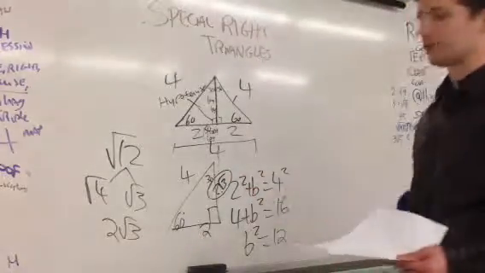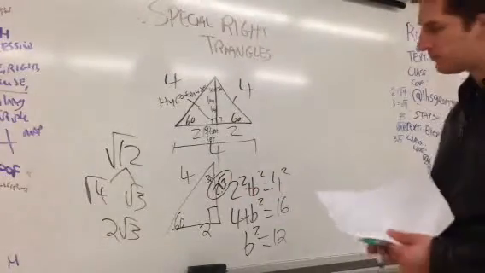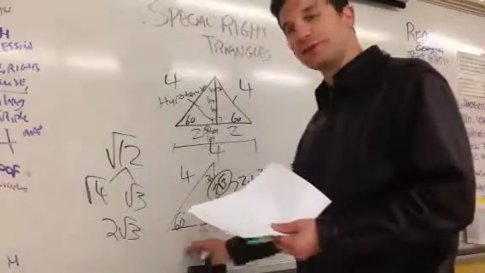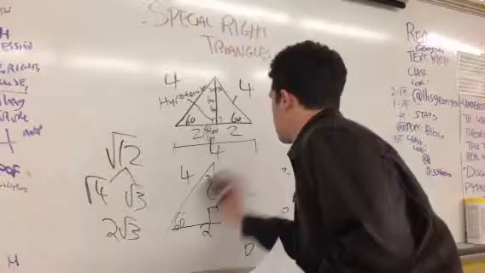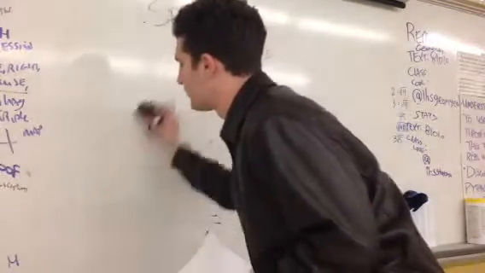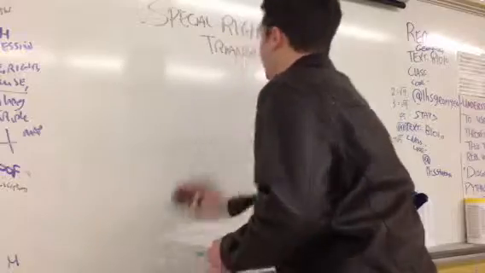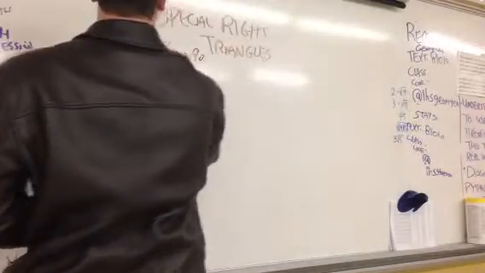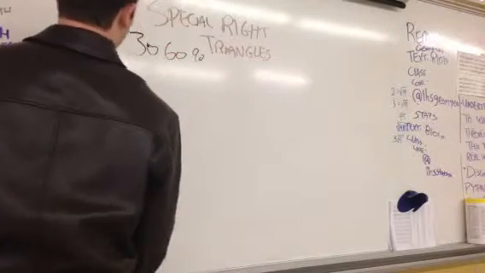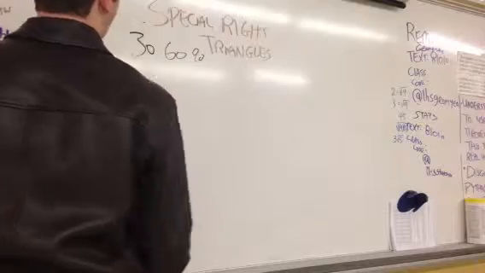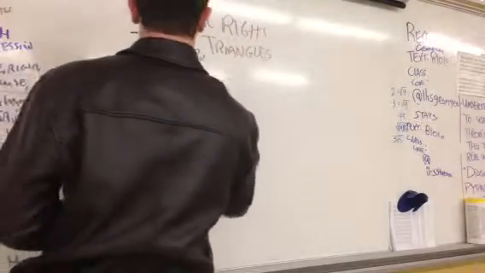But what you'll notice here is after you do this a couple of times, you'll notice a pattern. So this is the proof of it. So when you take the SAT, the other thing that you'll be provided with is, for a 30, 60, 90, this is what you'll have.